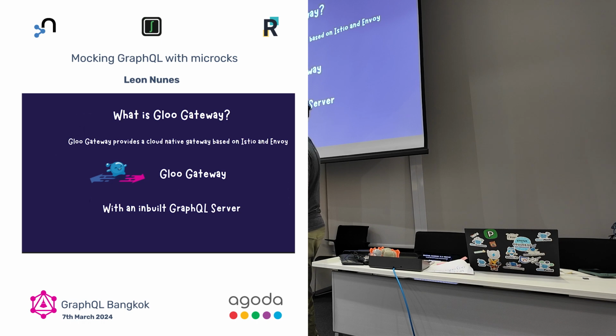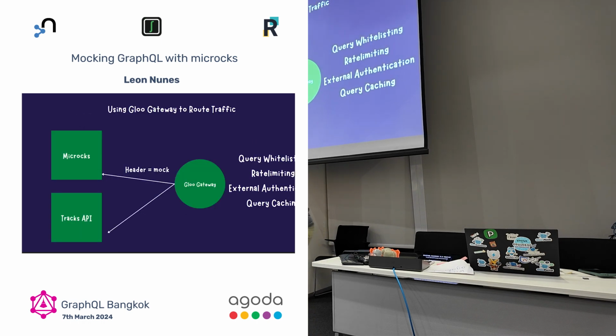So this is how the demo that was supposed to work looks like. You have Microcks running in Kubernetes, and you have a normal Tracks API running in Kubernetes, right? So that is your production, that is your mock. And using Gloo Gateway, you could just do a header, and it would route to either the Tracks API or your mocking server, right?